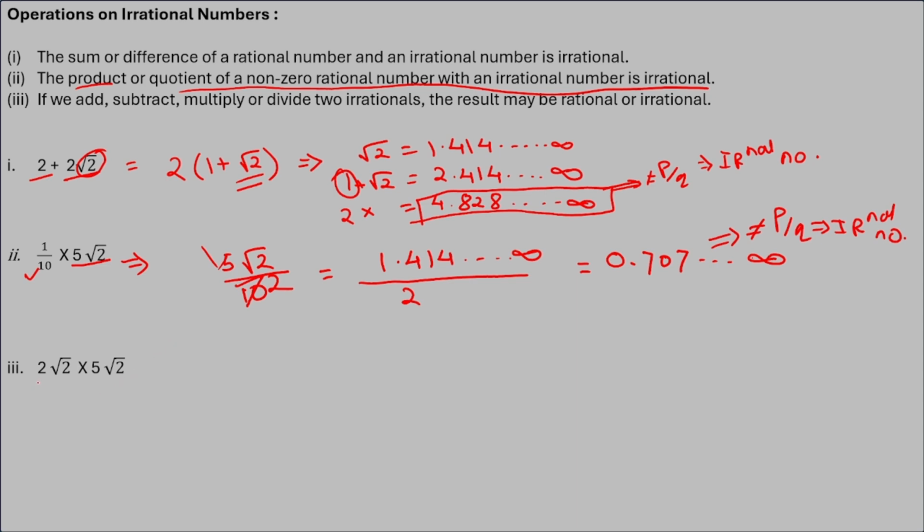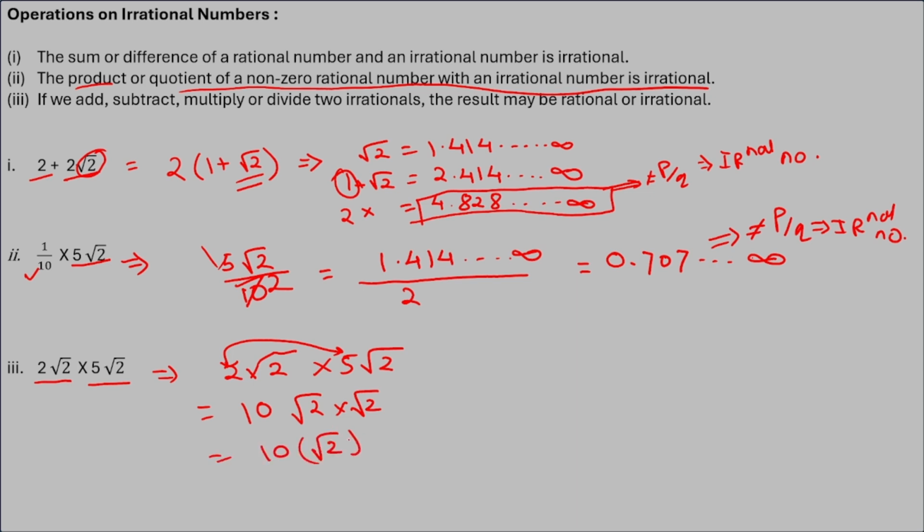But what if we add two irrational numbers? Both are irrationals, right? So now I'll first write this equation: 2 root 2 into 5 root 2. So 2 and 5 will multiply with each other to give 10, and again root 2 will be multiplied with root 2. So root 2 square, the square and square root cancel each other. So 10 into 2, which is 20. Correct? You can write this as 20 by 1, right?